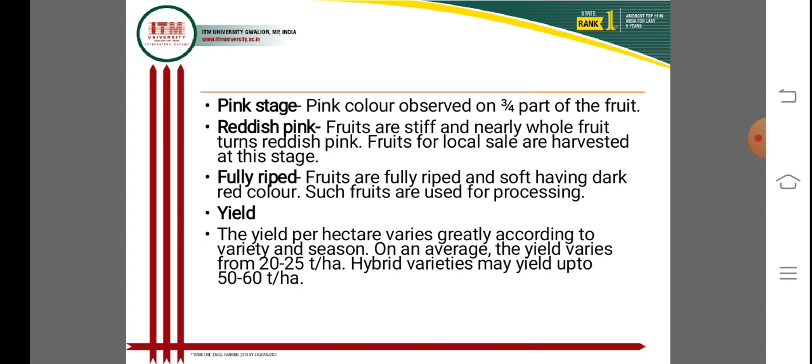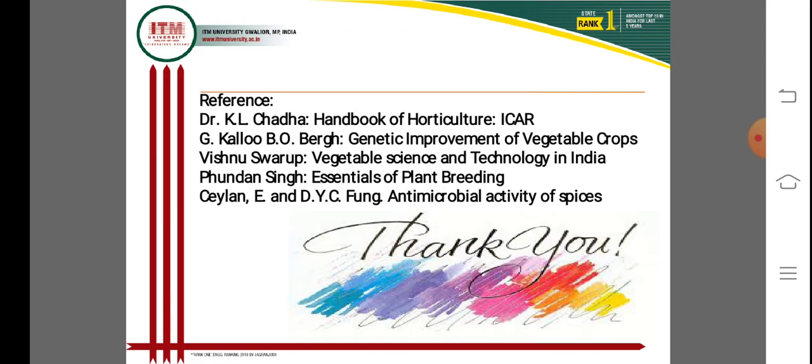And tomato can be grown in protected cultivation, where the yield increases 5 to 6 times compared to open field condition, or 4 to 6 times more.